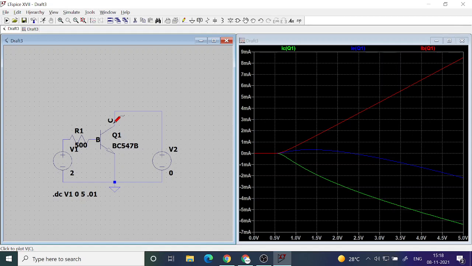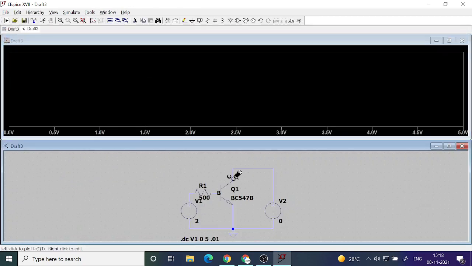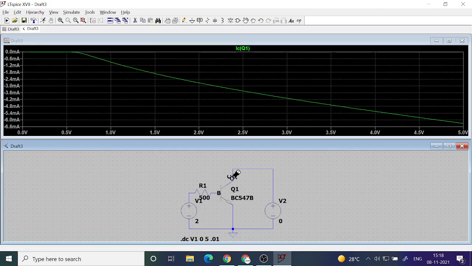Okay, so the answer to your question is, when I give this, it is showing current into the terminal, and the current into the terminal is negative, which means current is actually flowing out. If we are plotting current into the terminal and it is coming negative, it means the actual direction of current is not into the terminal, it is out of the terminal. That is the answer.